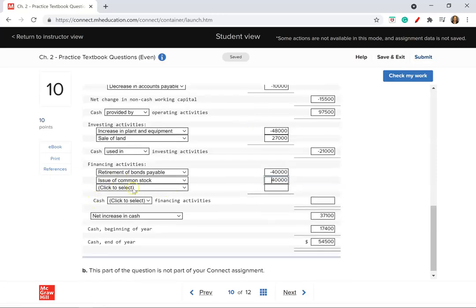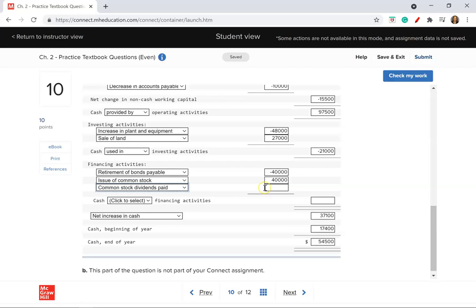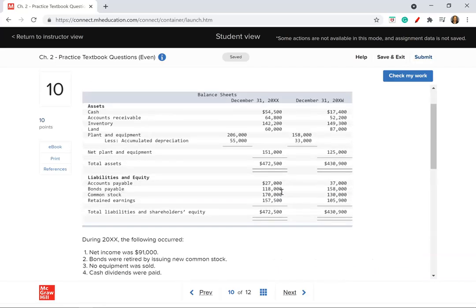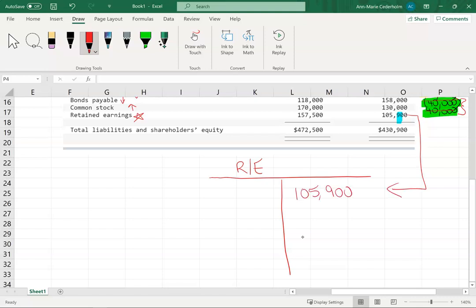But you'll see I still have one more box. So the thing that we're actually missing is dividends paid. So I have common dividends paid. Now, you're thinking to yourself, how do I even know what that number is? I don't have the statement of retained earnings, which would tell me. So I can actually calculate it by opening up this retained earnings account. So I have 157,500 and 105,900. So I started off with 105,900. So let's open up retained earnings and move this 105,900 in as the beginning balance. And then move this 157,500 in as the ending balance.